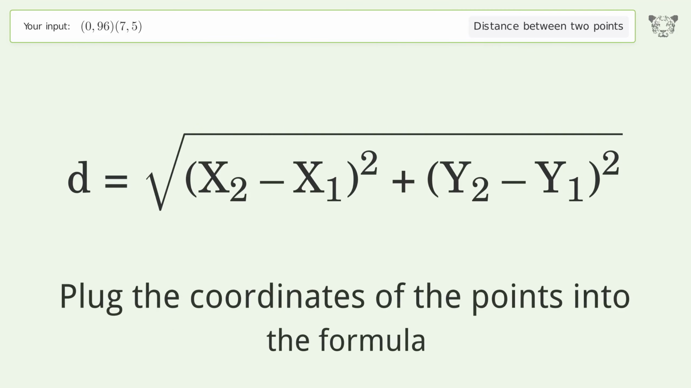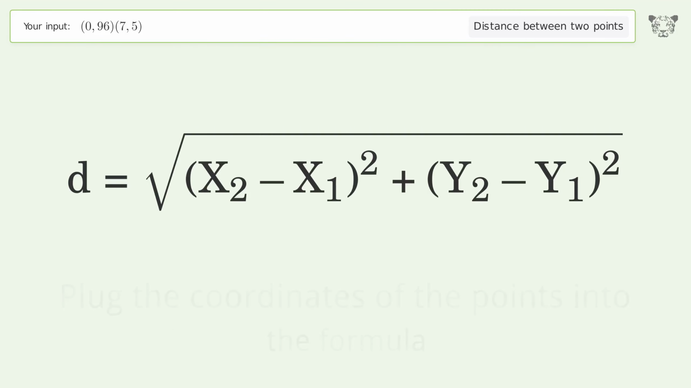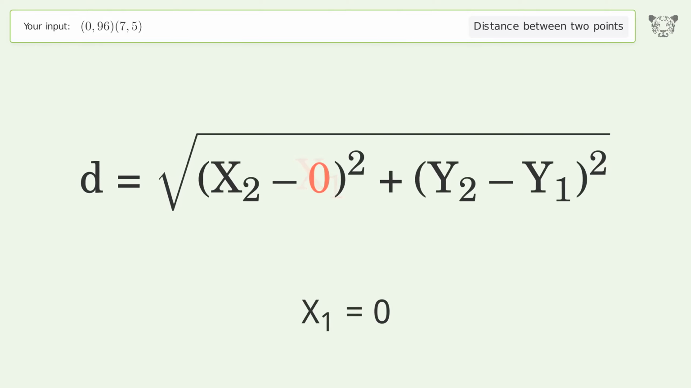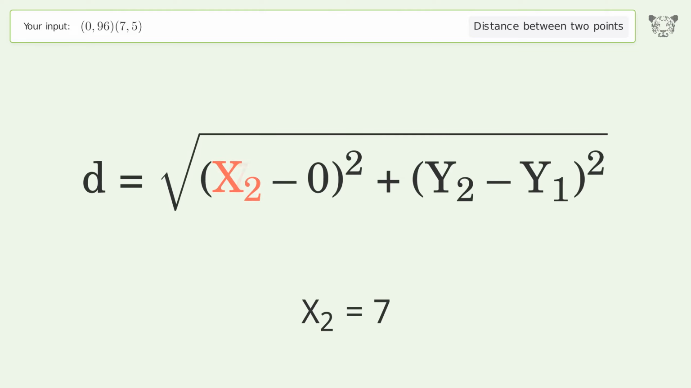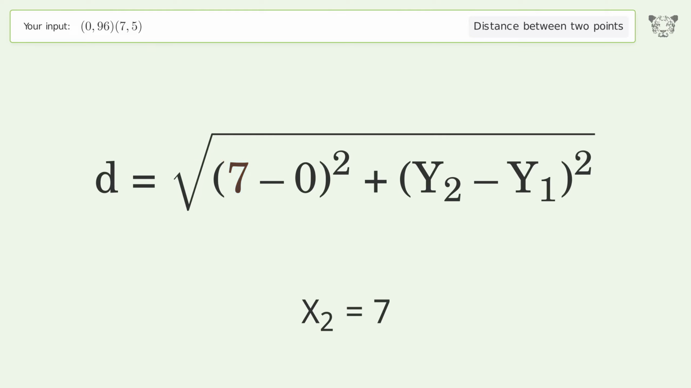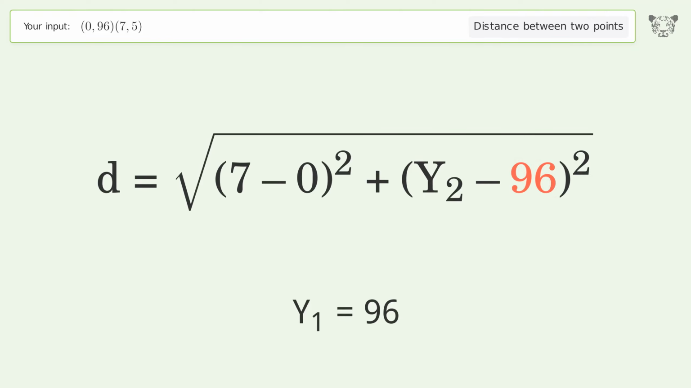Plug the coordinates of the points into the formula. x1 equals 0. x2 equals 7. y1 equals 96. y2 equals 5.